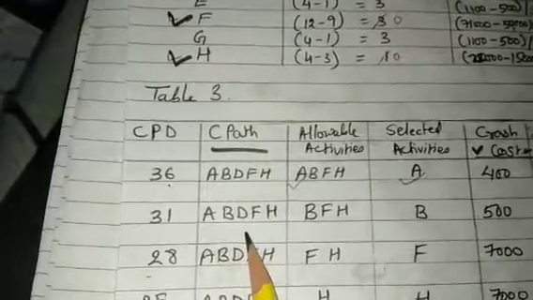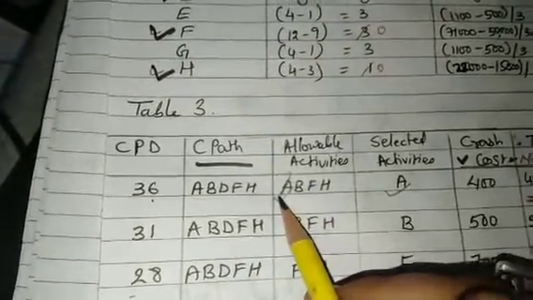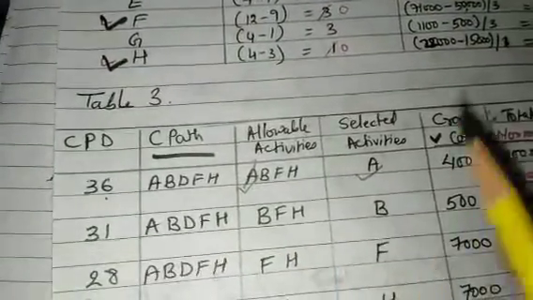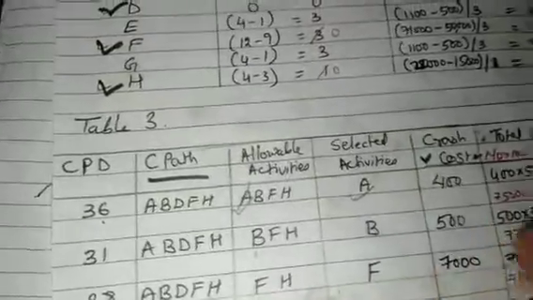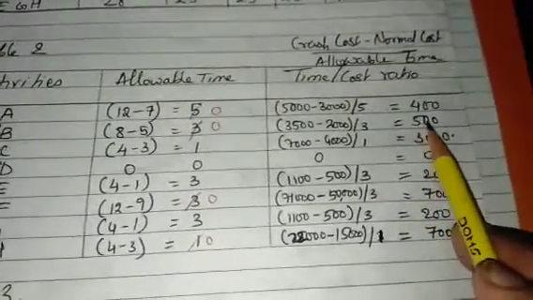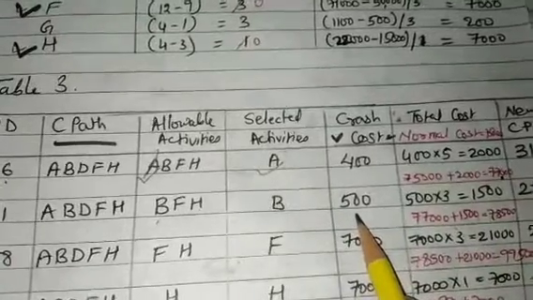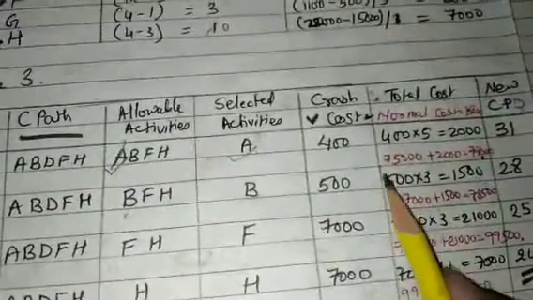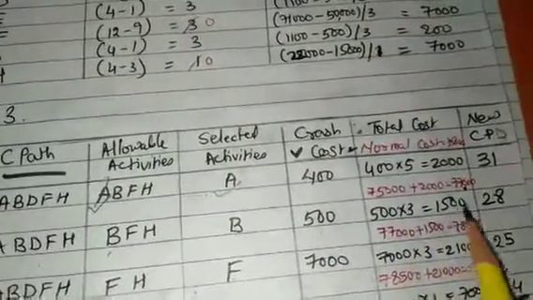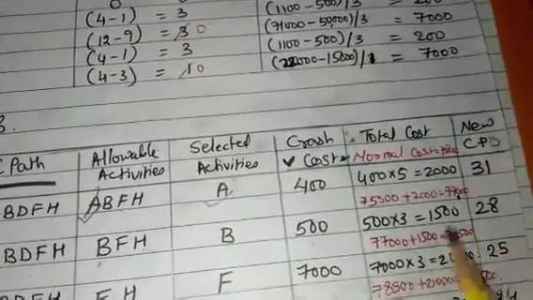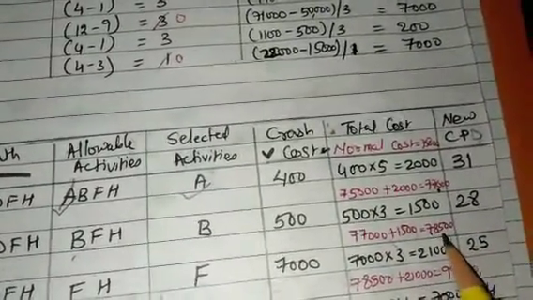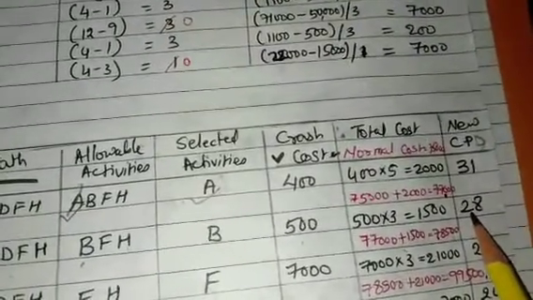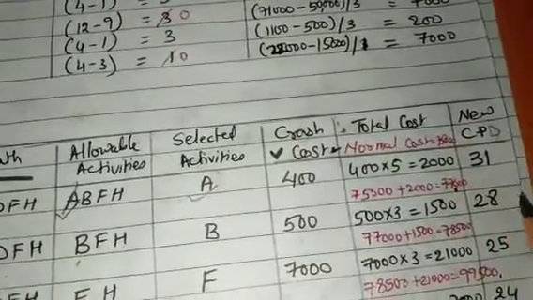Again I write the same critical path. Now A has been reduced, so the activities are B, F, H. I select activity B, and the cost for activity B is 500. We have crashed 3 days, so 500 into 3 is 1500. That 1500 will be added to 77,000, so our total comes to 78,500. Our critical time is reduced by 3 days, so the new critical time would be 28 days.